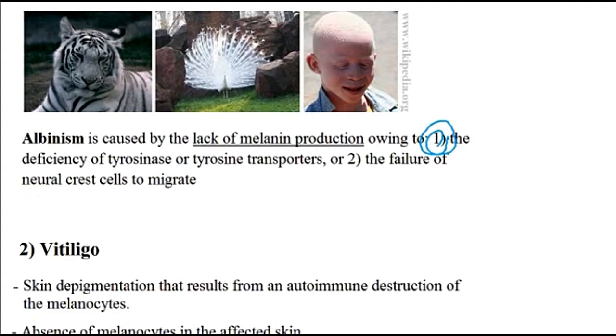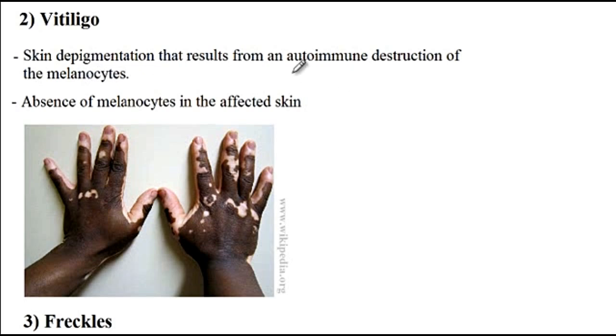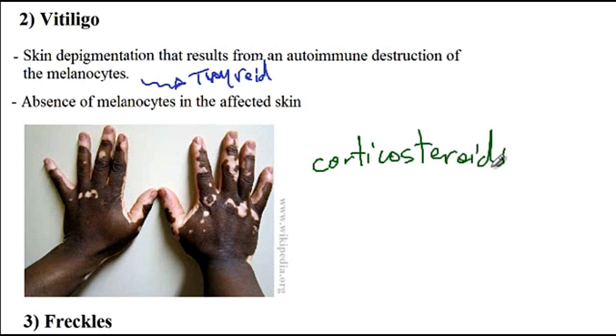The next condition is vitiligo, and this condition is due to the autoimmune destruction of the melanocytes. And so in fact, since this autoimmune disorder is also associated with other forms of autoimmune disorders, particularly the thyroid disorders, therefore it's recommended to test the thyroid function in patients that have vitiligo. As for the treatment of vitiligo, you can treat these patients with topical or oral corticosteroids. And then you can also consider UV light therapy as well as skin grafting techniques.